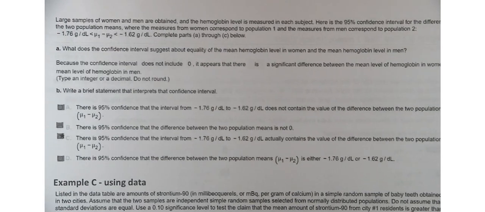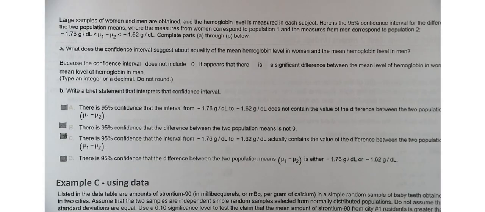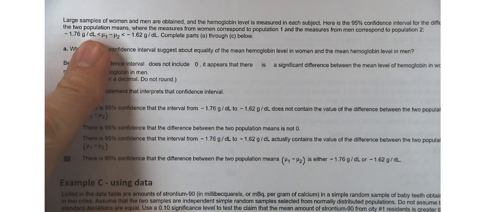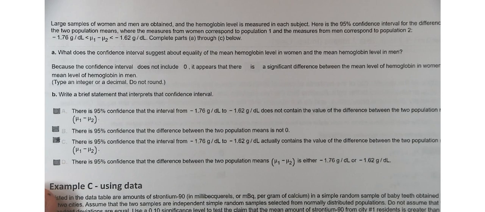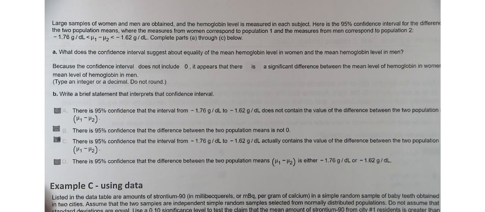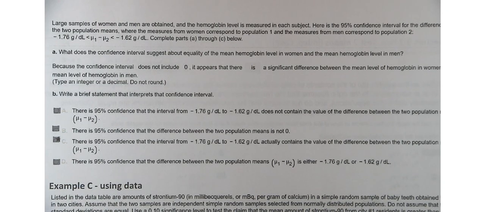So now we're going to talk about samples of hemoglobin. What does hemoglobin do for you? It's in your blood. It carries oxygen, right? Definitely want high levels of hemoglobin, unless you like gasping for air. In any case, large samples of women and men are obtained, and hemoglobin levels are measured in each subject. Here's a 95% confidence interval for the difference in the two population means, where measures from women correspond to population 1 and measures from men correspond to population 2.